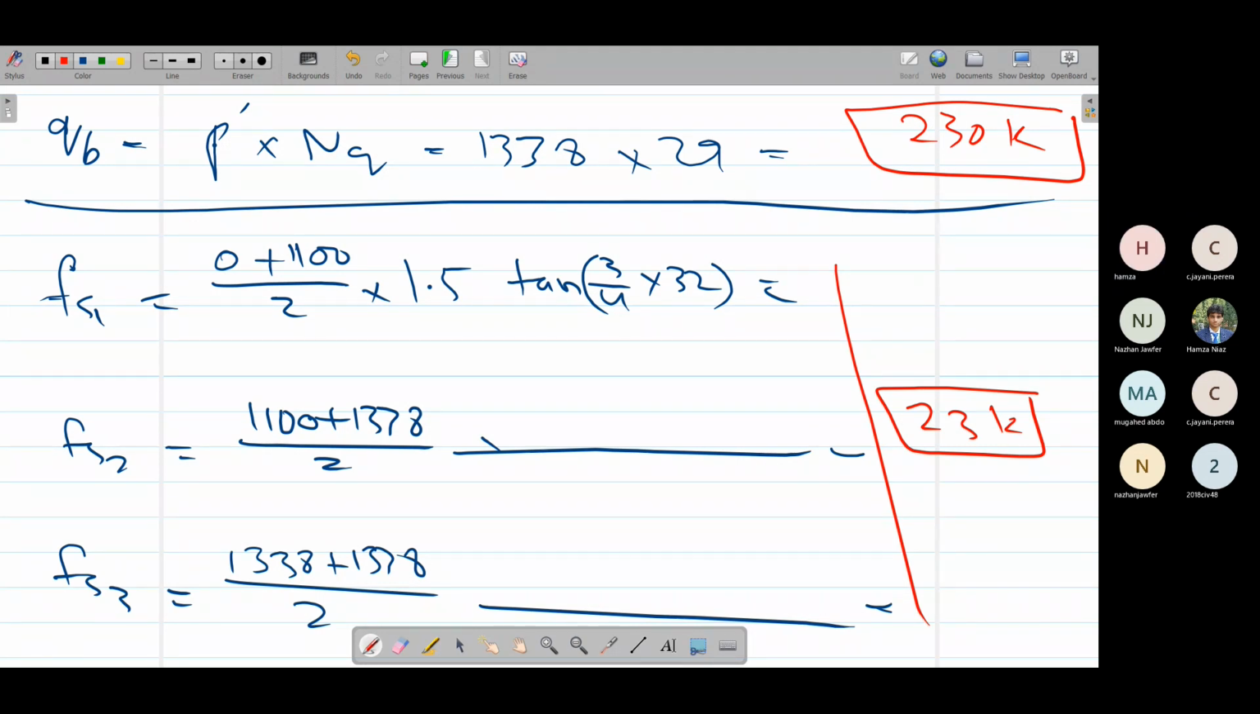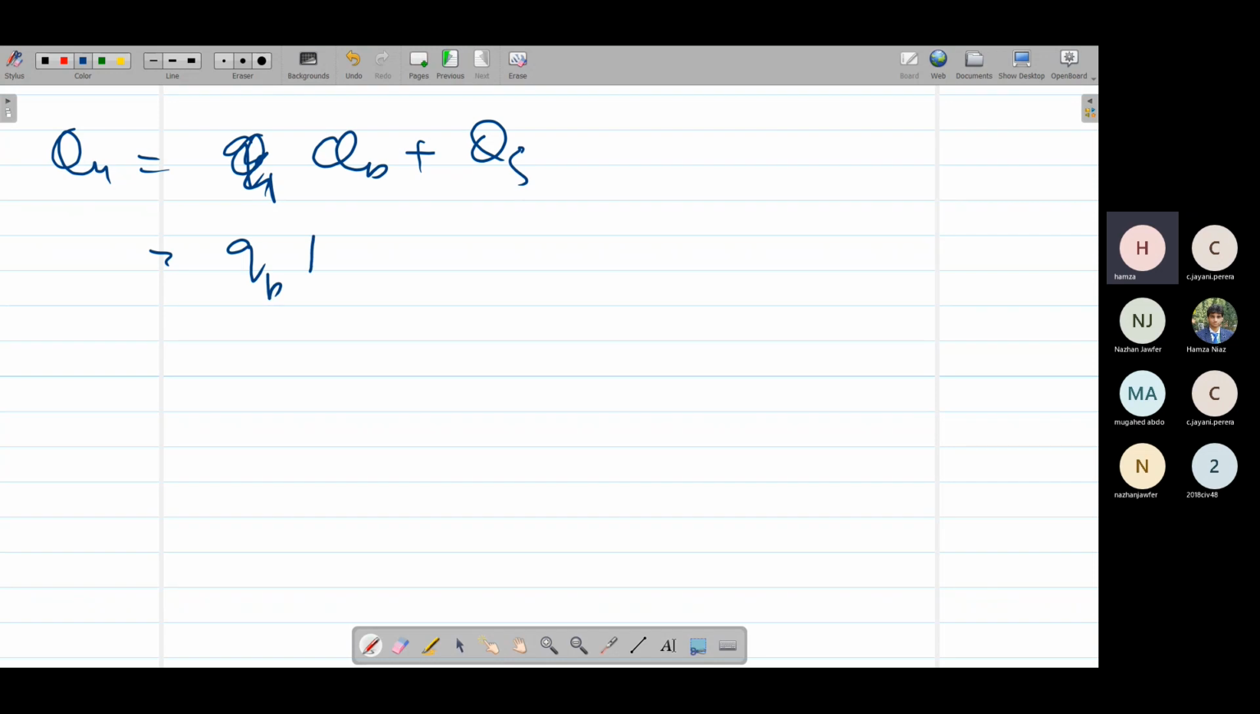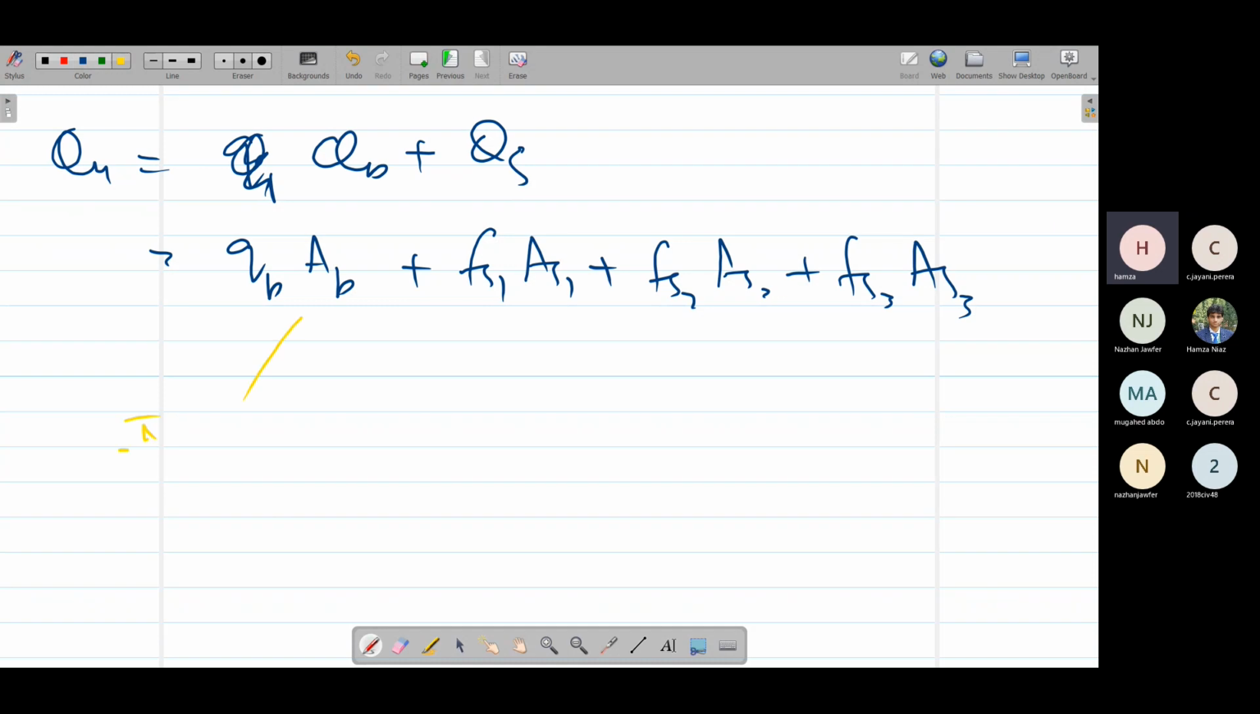Just remember. After getting these, QU is QB plus QS. So QB is QB times AB. QS is FS1 AS1 plus FS2 AS2 plus FS3 AS3. So AB is pi by 4 d square simply. FS1 AS1 is pi d. Pi into d, we have 1 foot. This is also pi into 1.